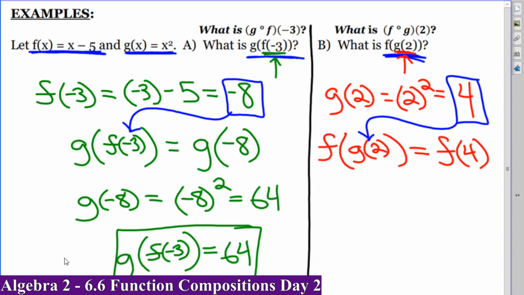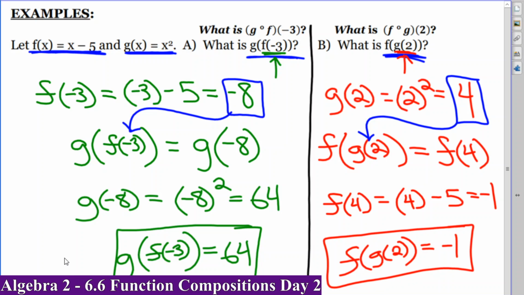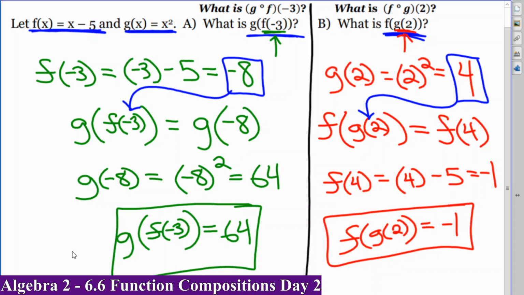Okay, so now we have f of 4. Let's evaluate it. f of 4 is 4 minus 5, which gives me an output of negative 1. So f of g of 2 equals negative 1.